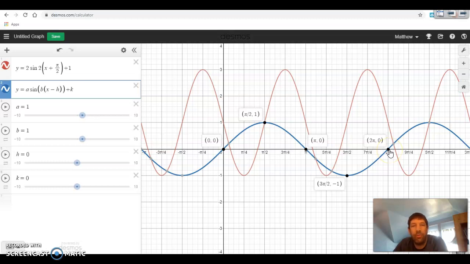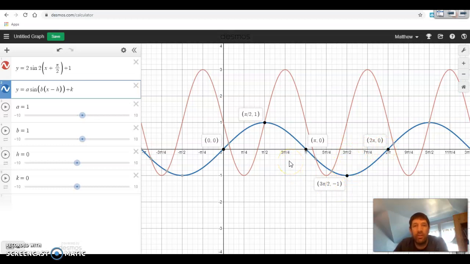Also, if we go halfway between those at (pi, 0), you can see that's at the same height as the first point and the last point. If we go halfway between 0 and pi, we're at pi over 2, and you can see that puts sine at its highest point, at (pi over 2, 1). And if we go halfway between pi and 2 pi, that puts sine at its lowest point, at negative 1. Okay, that's your basic sine graph.